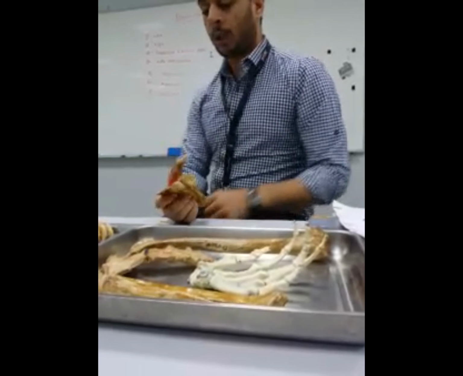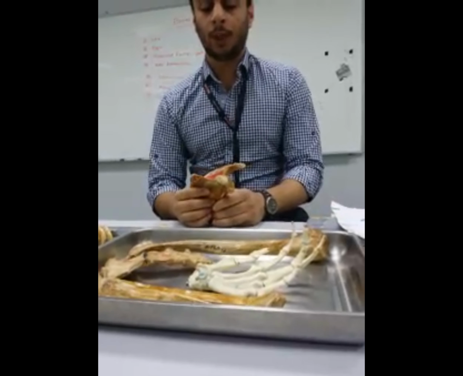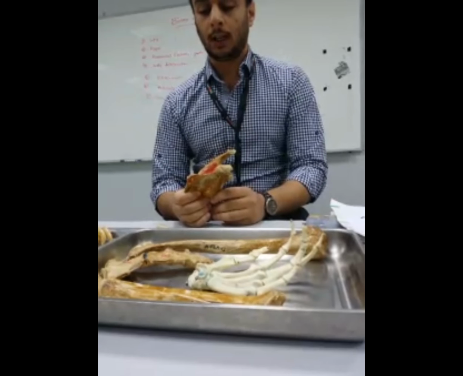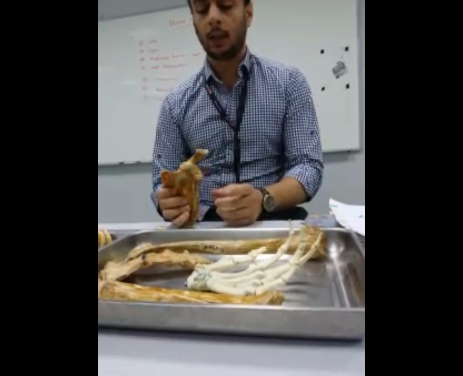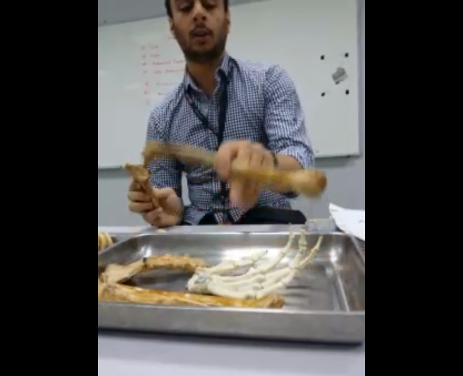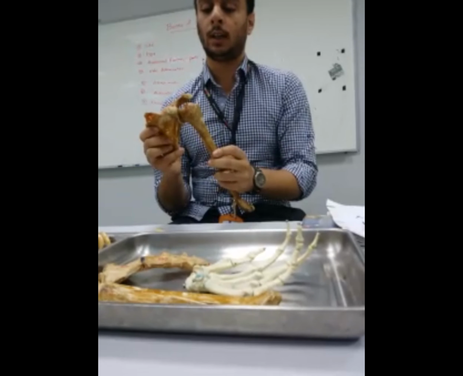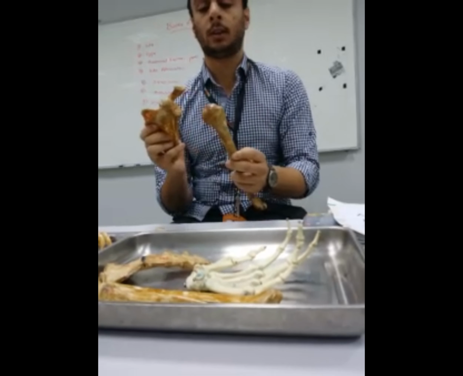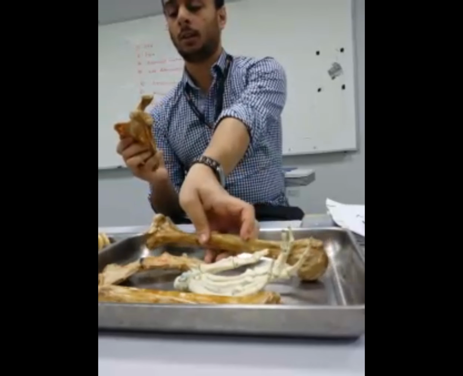For the articulation, basically we mentioned before the acromion forms the acromioclavicular joint with the clavicle, and the glenoid will be with the head of the humerus. They are going to form the shoulder joint or glenohumeral joint.